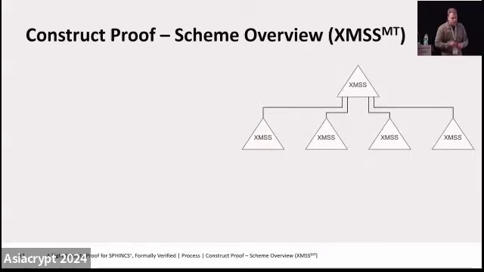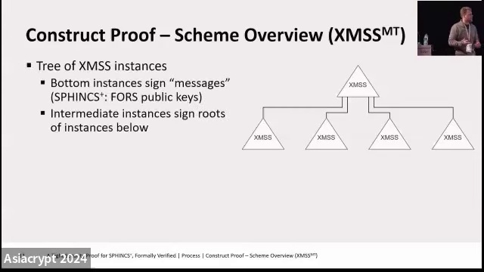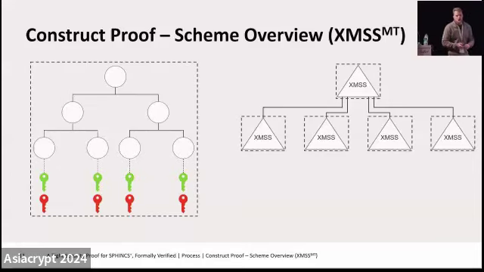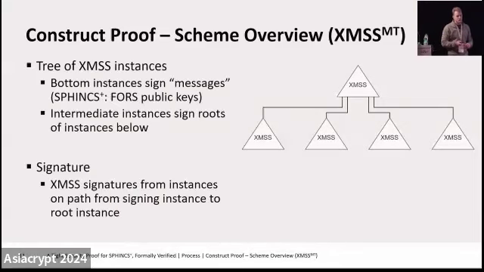Okay, so then combine XMSS MT, as I said, is a tree of XMSS instances. So it takes these XMSS instances that we saw and puts them in a tree structure. And so here, the bottom instances sign the messages, and in SPHINCS+ being FORS public keys and not actual messages. And the intermediate instances sign the roots of the instances below. Right? And so here in the diagram, an example again, all these triangles are XMSS instances, which are the thing that we saw in the previous slide.